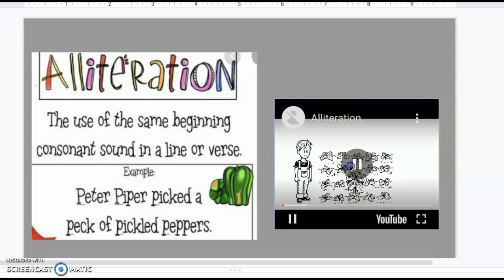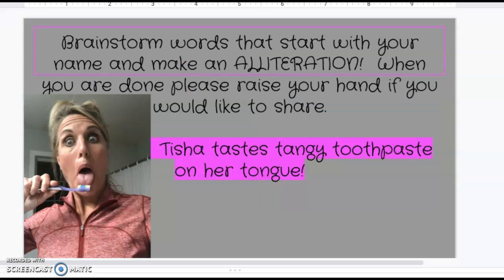All right. So now what you're going to do with your teacher is brainstorm words that start with your name and make an alliteration. When you are done, please raise your hand if you would like to share. Here's Miss Dixon. My first name is Tisha. So I did: Tisha tastes tangy toothpaste on her tongue. I really did do that, and it really was tangy. So your teacher can pause the video and you can start your alliteration.